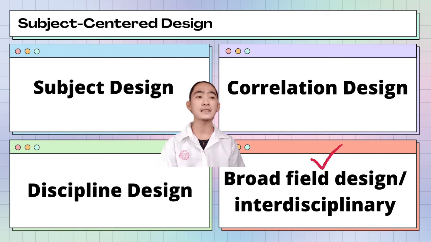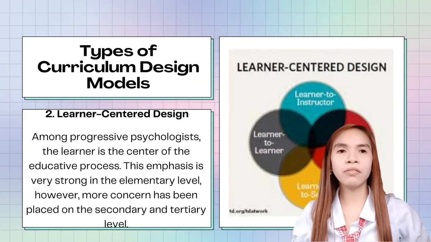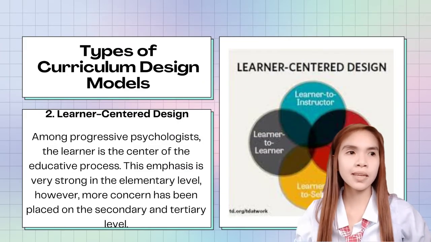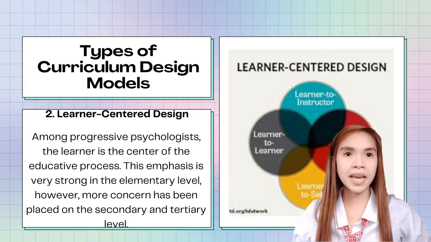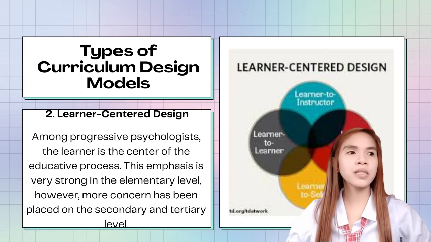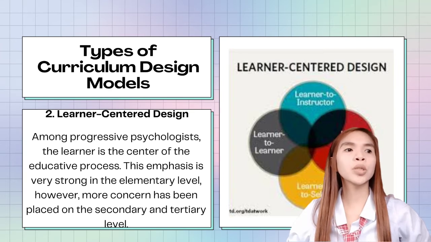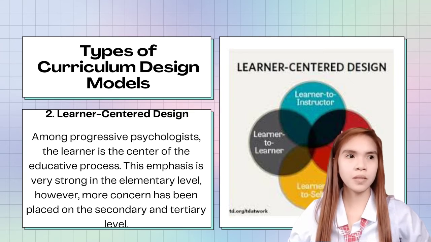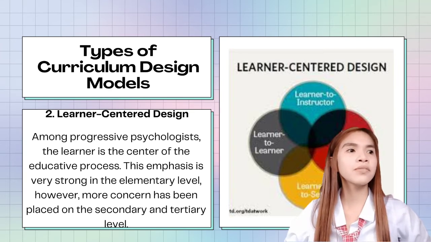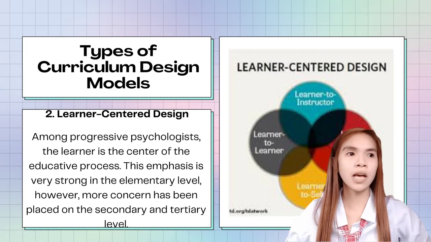Interdisciplinary design is similar to thematic design, where a specific theme is identified, and all the other subject areas revolve around the theme. The second type of curriculum design models is learner-centered design. Among progressive educational psychologists, the learner is the center of the educative process. This emphasis is very strong at the elementary level.